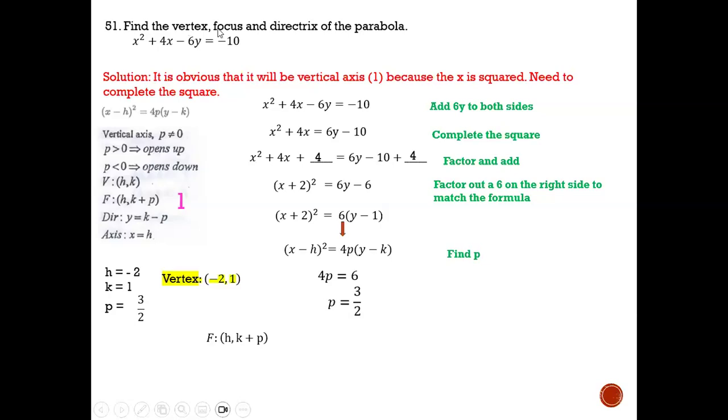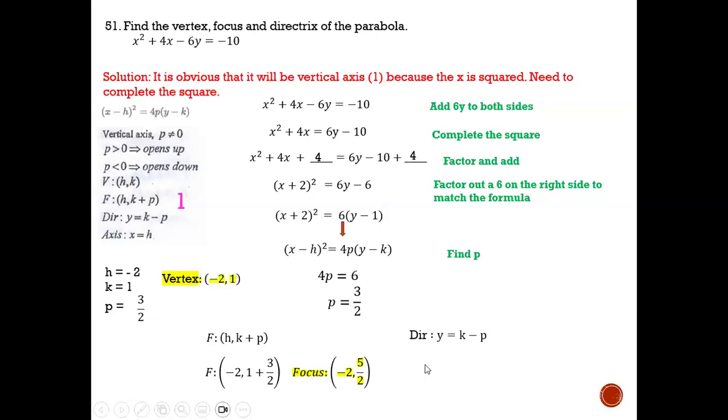So now that's going to help me find the focus. I already found the vertex. I need to find the focus and then the directrix. I have the formulas here that I'm going to use. My focus is h, and the second coordinate is k plus p. My h is negative 2. My k is 1, and I found p to be 3 over 2. So when I add 3 over 2 and 1, I get 5 over 2. So this gives me the coordinates for my focus, negative 2 and 5 over 2.